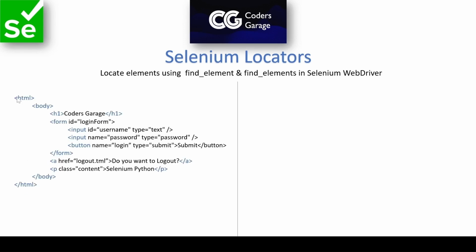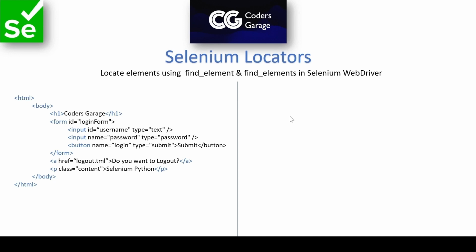Let me take a sample HTML content, which starts with the HTML tag. Then the body. Then it starts with a header in an H1 tag, followed by a form tag. Inside the form we have input text boxes for username, password, and a button. Outside the form, we have the A tag with href, which is a link. And finally we have a paragraph. Now we will see the different locators and their syntax.